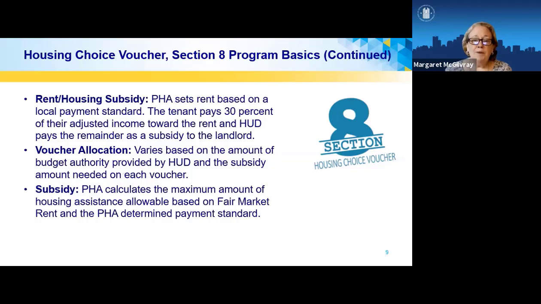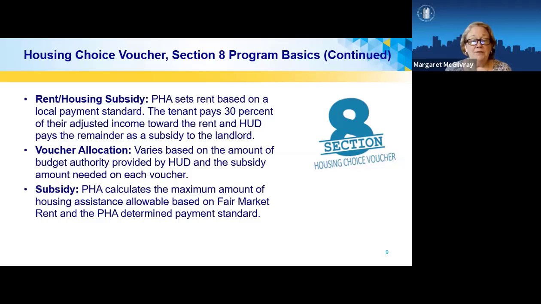The PHA determines a payment standard that is essentially the generally needed amount to rent a moderately priced unit in the local market. And that's used to calculate the amount of housing assistance a family will receive. The PHA calculates the maximum amount of housing assistance allowable, which is generally the lesser of the payment standard minus 30% of the family's monthly adjusted income.